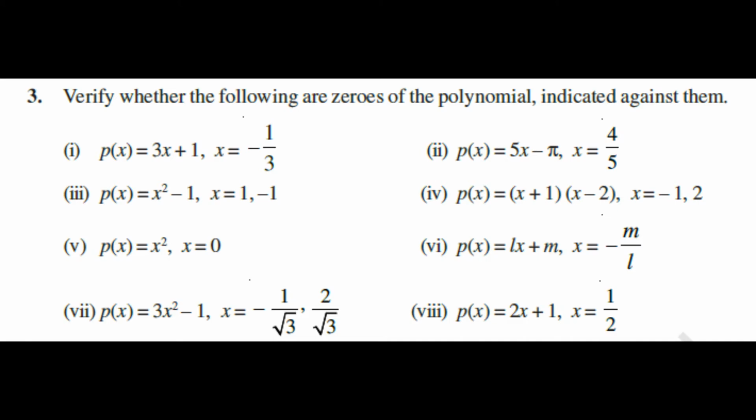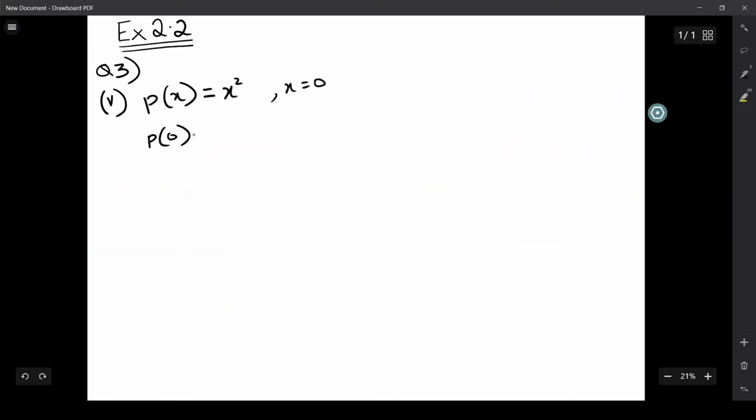The fifth part of the question has the polynomial p of x equals to x square, and the given value of x is x equal to 0. Here, replacing x with 0, we get 0 square, which is equal to 0, indicating that yes, indeed, x equal to 0 is the zero of this given polynomial.